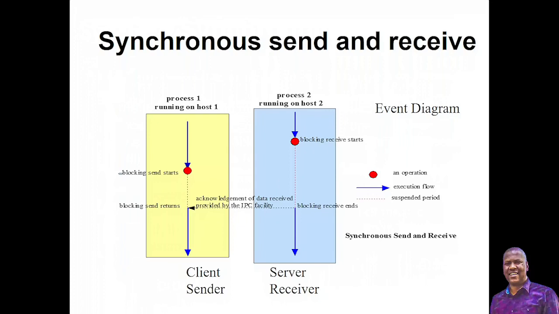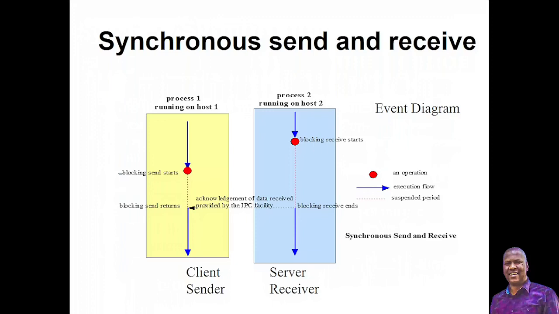The execution flow is depicted by the blue arrow, and of course the suspension is also illustrated using the dotted line. So when process 1 executes the synchronous send, and remember we said that this offers the blocking mechanism, there's a blocking mechanism that starts, and also a blocking mechanism that ends. So when a process communicates in a synchronous way, it offers a blocking option during the send, and also does the same blocking during the receive.